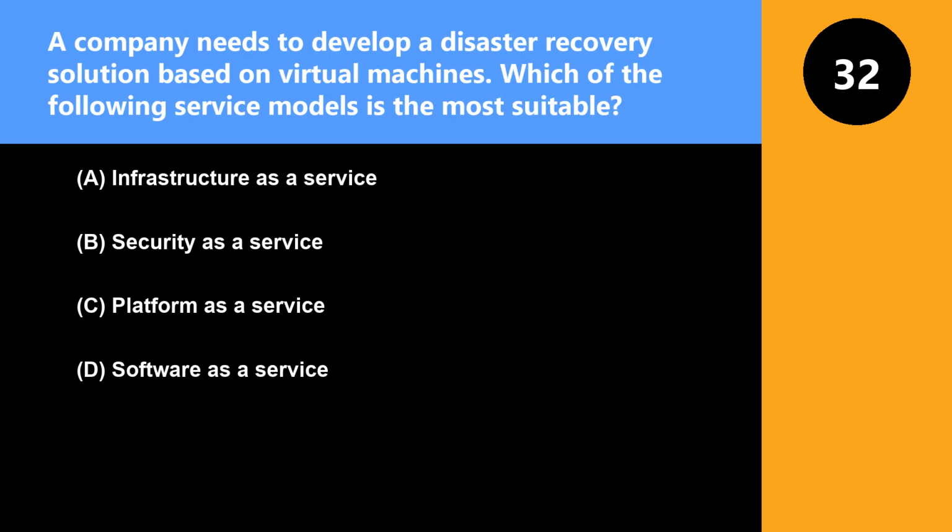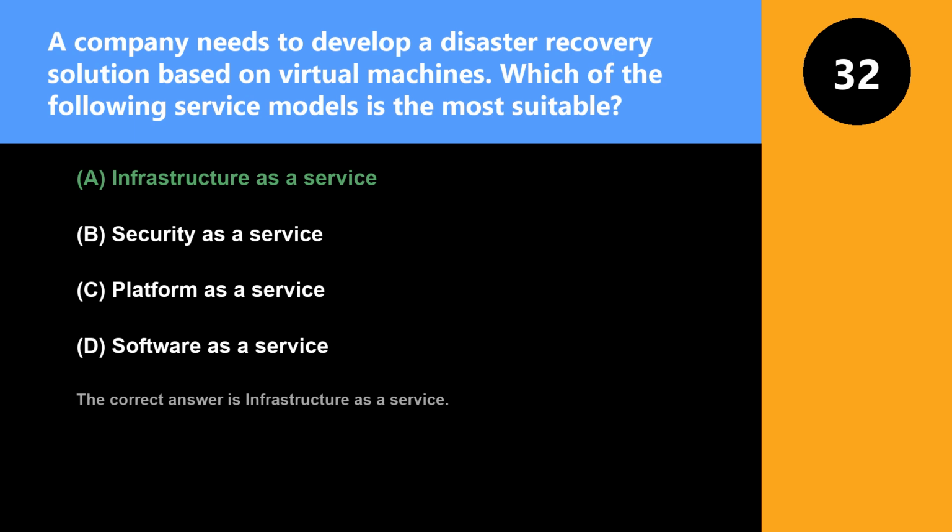Question 32. A company needs to develop a disaster recovery solution based on virtual machines. Which of the following service models is the most suitable? Option A, infrastructure as a service. Option B, security as a service. Option C, platform as a service. Option D, software as a service. The correct answer is option A, infrastructure as a service.